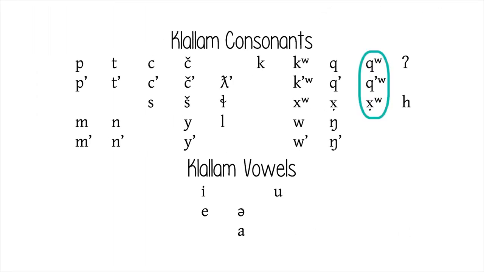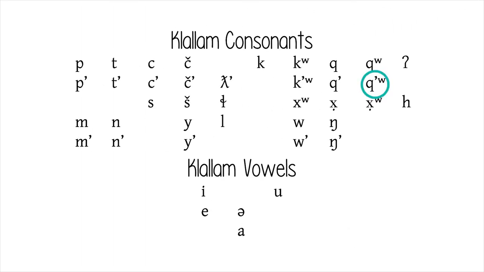Q with a raised W, ejected Q with a raised W, back X with a raised W. These sounds are similar to the preceding sounds, but are produced with the lips rounded. A Q with a raised W sounds like the Q in the back of the throat, but you make the sound with your lips rounded. It's in the word for log.